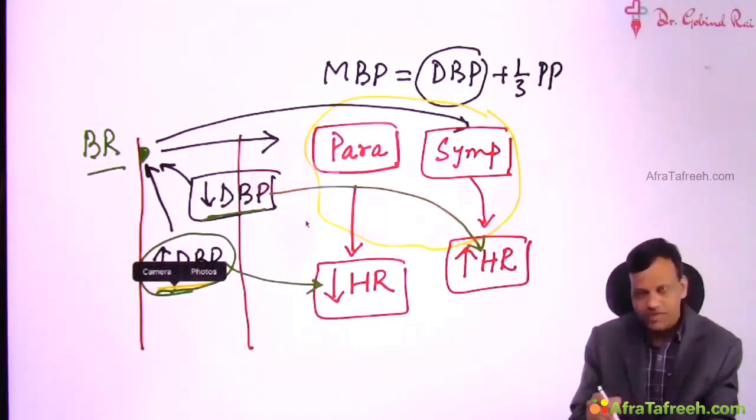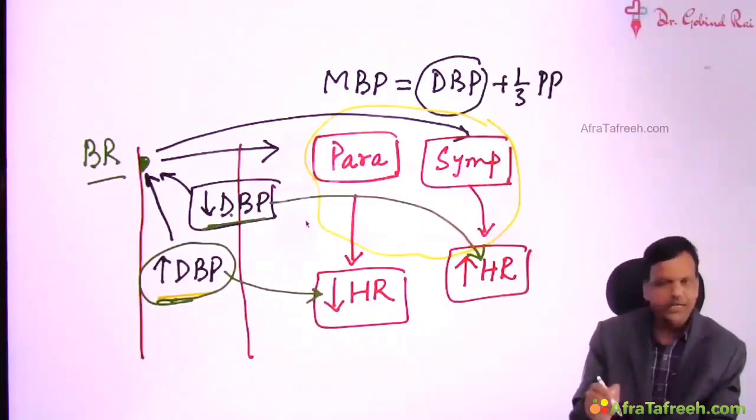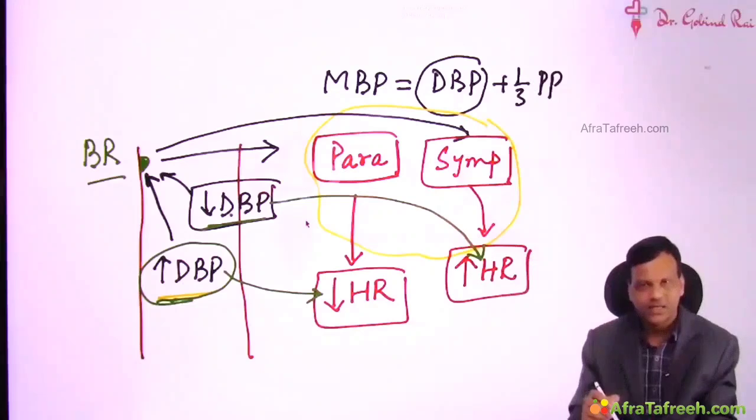Increase in diastolic BP will decrease the heart rate. Decrease in diastolic BP increases the heart rate. So you can safely remember that indirect effect on heart rate is opposite to diastolic BP. If diastolic BP increases, heart rate decreases. If diastolic BP decreases, heart rate increases.